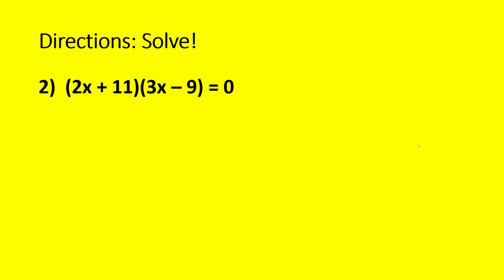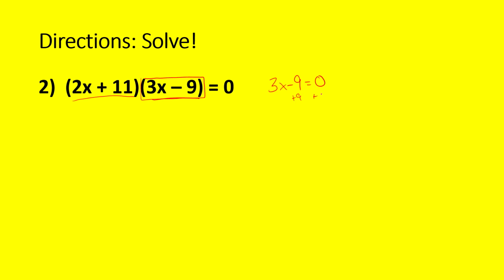2x plus 11 times 3x minus 9 is equal to 0. Now's where it starts to get a little bit more complicated, because we don't just look at the problem and simply say, oh, I know what the solution is there. No, we have two factors, something being multiplied by something. If one of these factors were to become 0, it would make the entire statement 0. So 3x minus 9 is equal to 0. Let's make one of the factors 0.